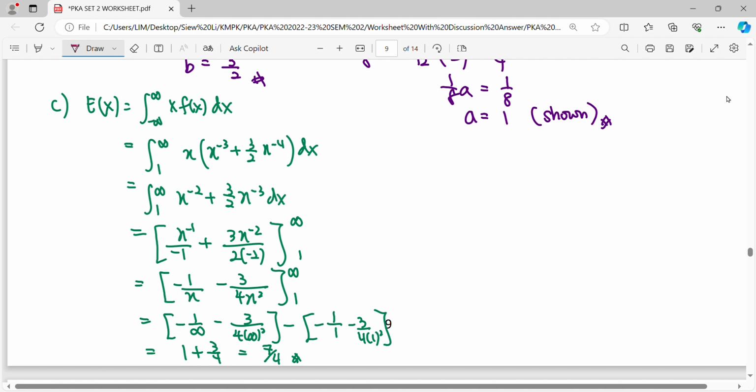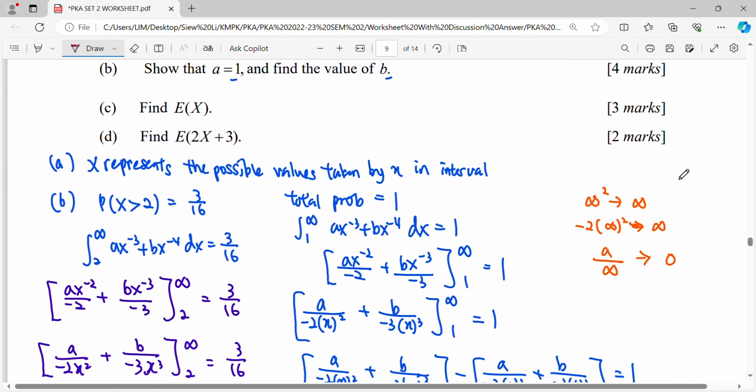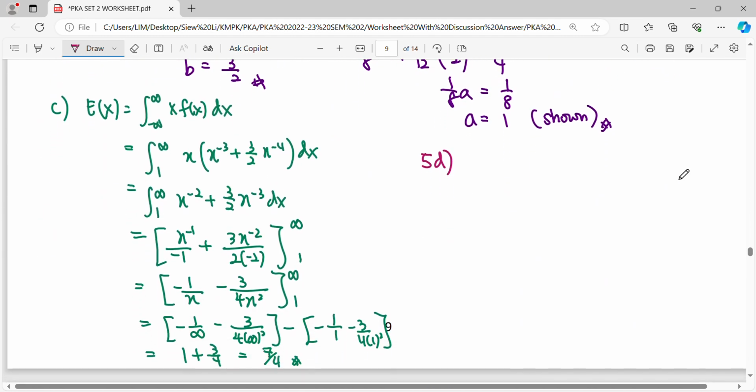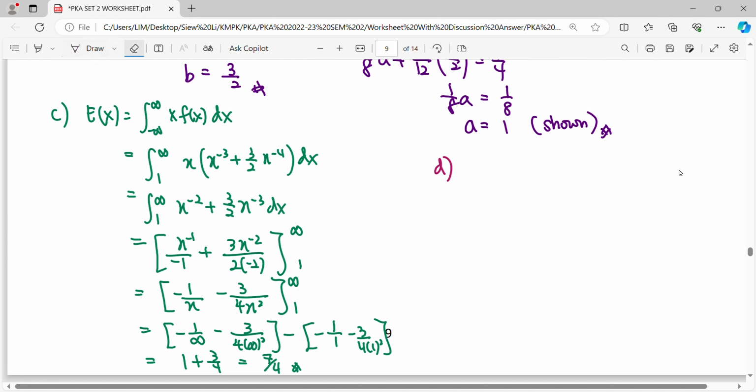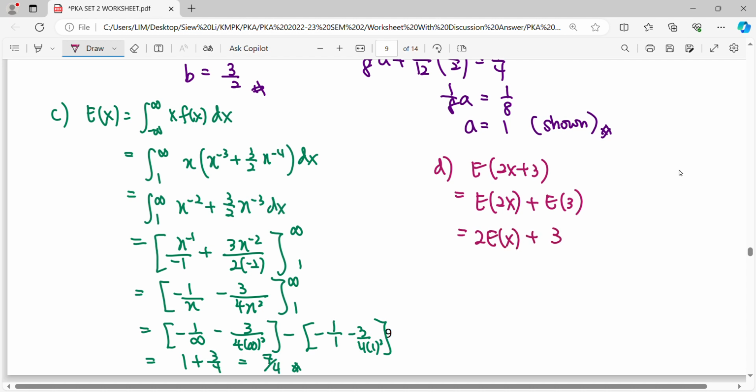Alright, then for question 5d, E(2X plus 3), properties of expected value. We expand it one by one: E(2X) plus E(3). For E(2X), the 2 can be factorized out. But for the constant E(3), we still get 3. Then we substitute the E(X) here: 2 times 7 over 4 plus 3, which is 13 over 2.